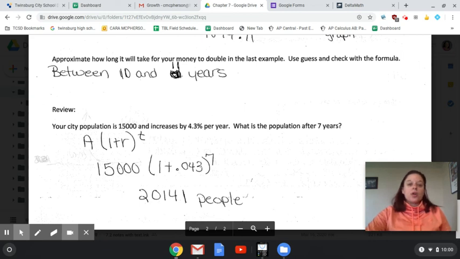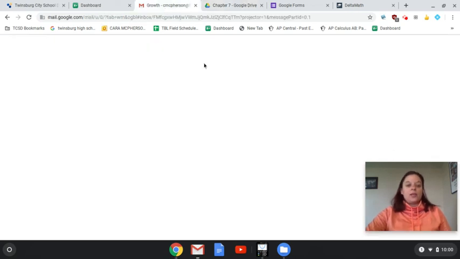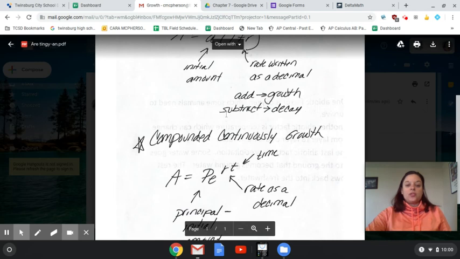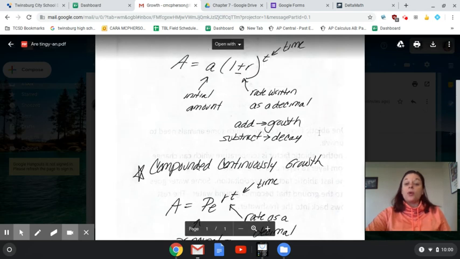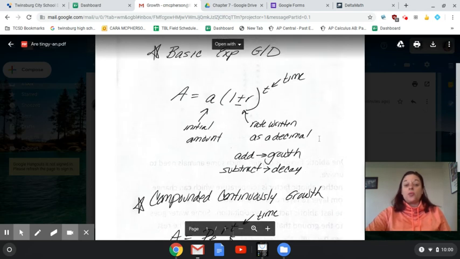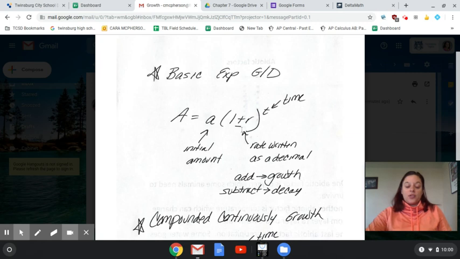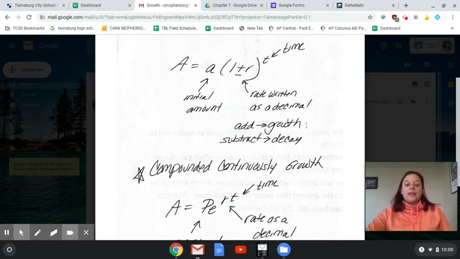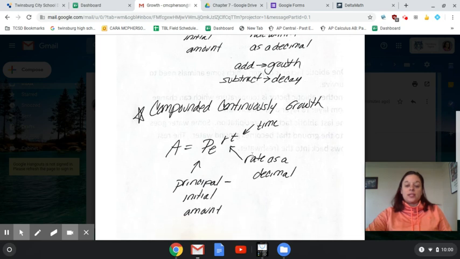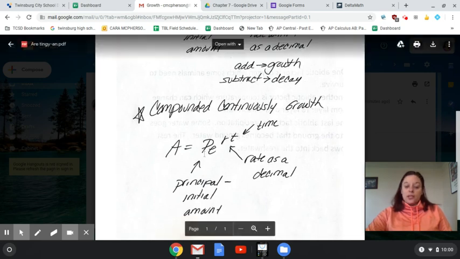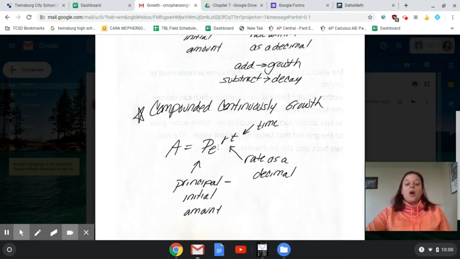So I guess the biggest takeaway is you should be comfortable using these two different formulas and knowing when to use each one. Basic one here, you never use the E button. This one has your initial amount, 1 plus your rate or 1 minus your rate, depending on if you're growing or decaying. And then again, time is your exponent. And then this special situation, compound continuously, looks like this. P is your initial amount. We call it principal when it's money. R is your interest rate. That again is going to be written as a decimal. And then T is time. And both of these things are part of the exponent of E.